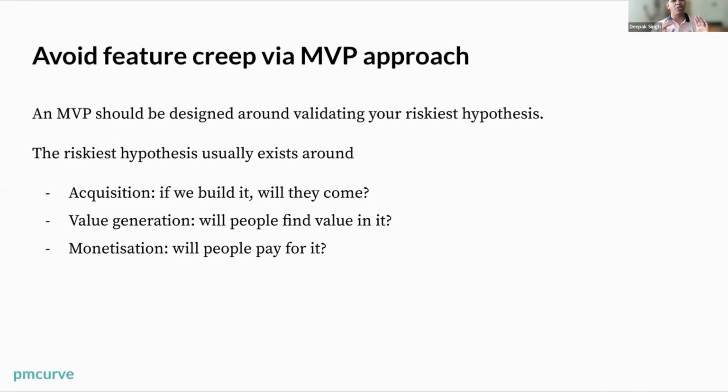Do you actually add value to people's life, or are you just building another me-too product for people and expecting they will come for it? And will people pay for it? Usually the riskiest hypothesis exists around these 3 things. There are other factors, but in the interest of time, I'm just going to focus on this. Now let's look at how companies tested these riskiest hypotheses.